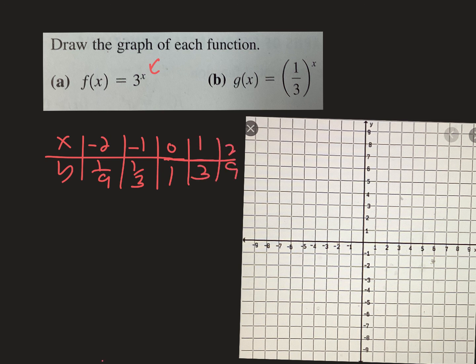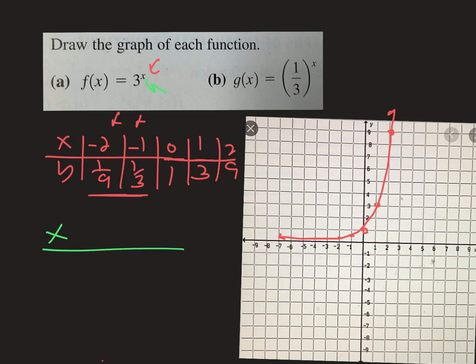Okay, so here I go. I'm just going to plot those points. 0, 1; negative 1, 1/3; negative 2, 1/9; 1, 3; 2, 9. If I start connecting those dots, it's going to look like this. Look how fast it grows. This goes left to right. Also, notice I start putting in negatives here. Notice what I got. The graph is never going to go below the x-axis. Never, because I cannot make that positive 3 become negative using an exponent.